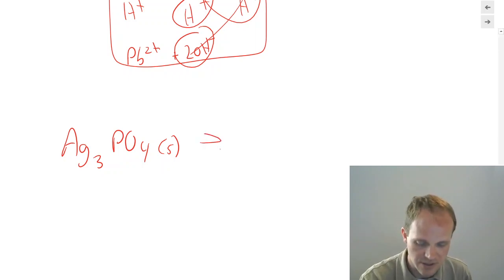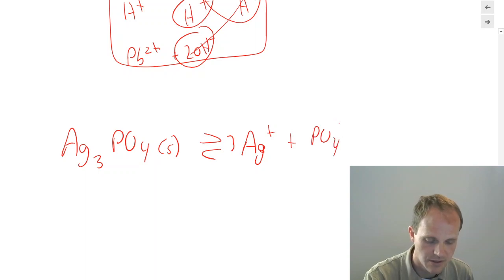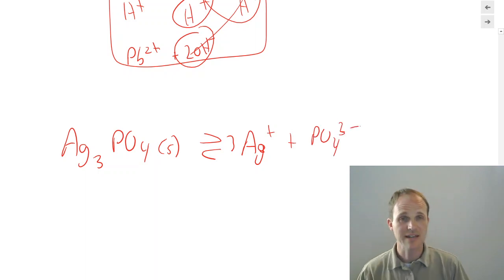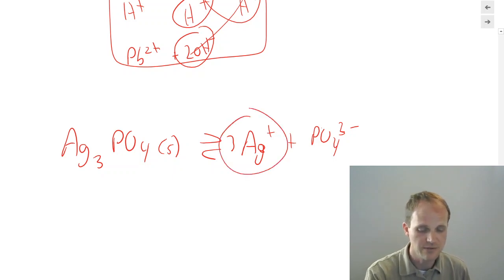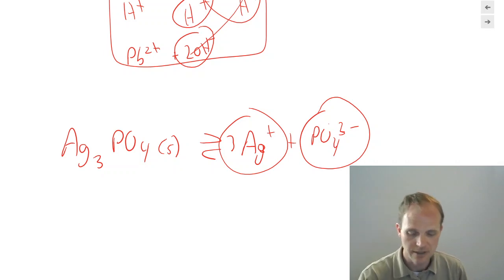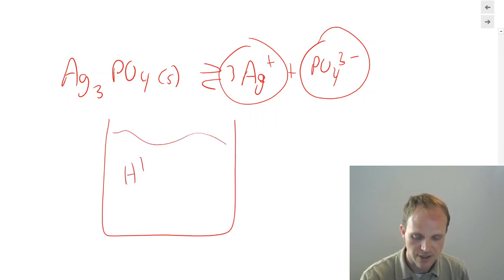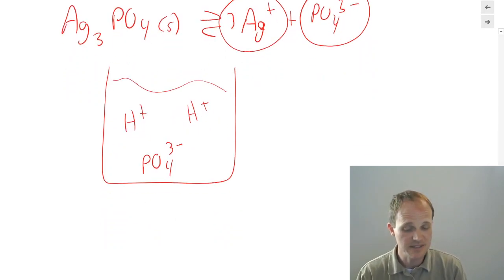What we need to do is drive this reaction to the right. How are we going to drive that reaction to the right? We're going to remove a product. We can remove silver or we can remove phosphate. The one we're talking about right now is pH changes. So I'm going to put this into a solution with a bunch of H plus. I've got my phosphate in there. A little bit of it dissolves, a tiny bit because it's got a small solubility, but some does.